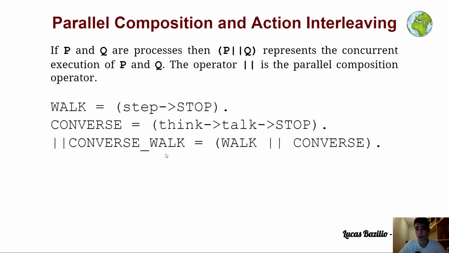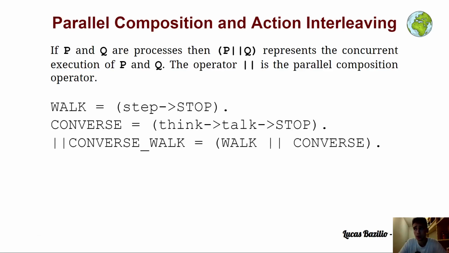Notice that when using the parallel composition operator, the order in which we specify the processes within the parentheses does not matter. So here, when we define it, it is the same as typing walk, then the parallel composition operator, and then converse, as beginning with converse, then the parallel composition operator, and then walk. The same thing happens with the name. It is the same to begin with walk, then underscore, converse, as typing converse underscore walk. What is very important is that in the name we need to indicate that this is a concurrent process. So we need to begin with this parallel composition operator, and we need to type the name of one process, underscore, and the name of the other process.